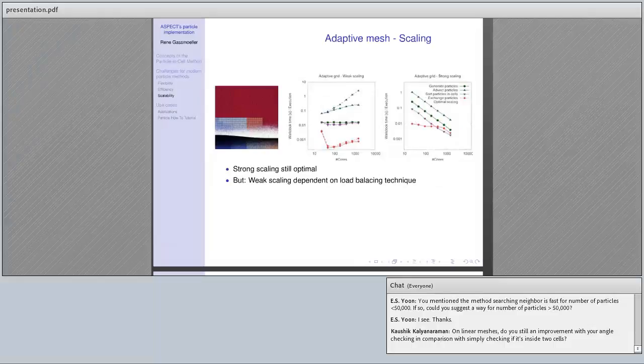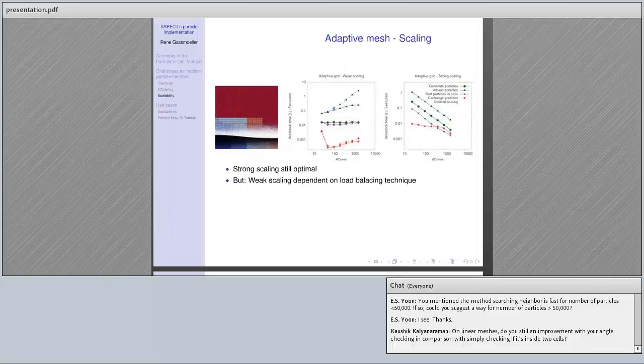For adaptive meshes, the picture is a bit different. The strong scaling is still optimal. If you use double the number of processors, you will get half the runtime. However, the weak scaling is dependent on the way we balance the computational load.